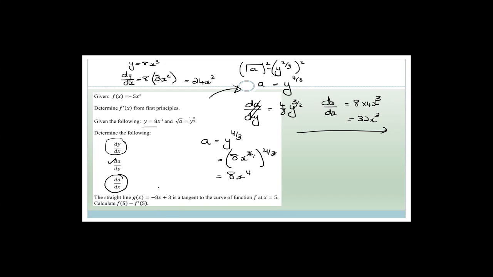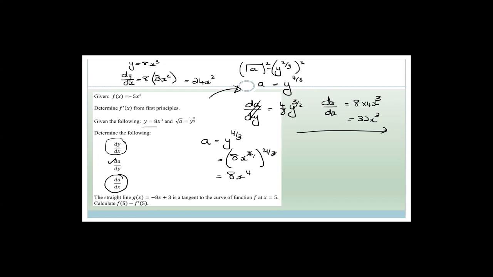Let's have a look at the final question on this page. It says a straight line g of x is equal to minus 8x plus 3 is a tangent to the curve f at x equals 5. Calculate f of 5 and f dashed of 5. It says the straight line g of x is a tangent to the curve of a function f of x at 5. It says calculate f of 5 minus f dashed of 5.